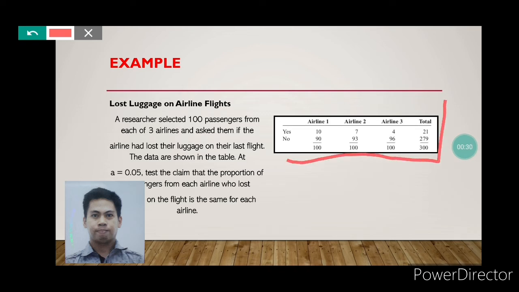wherein there are 2 rows. In the first row, the answer is yes, and in the second row, the answer is no, wherein there are 3 columns. In column 1 is airline 1, in column 2 is airline 2, and in column 3 is airline 3. At alpha 0.05, test the claim that the proportion of passengers for each airline who lost their luggage on the flight is the same for each airline.